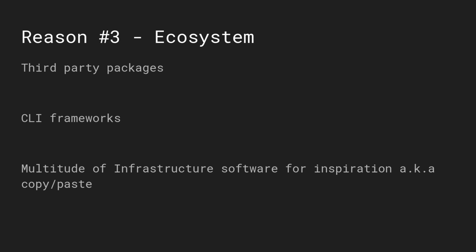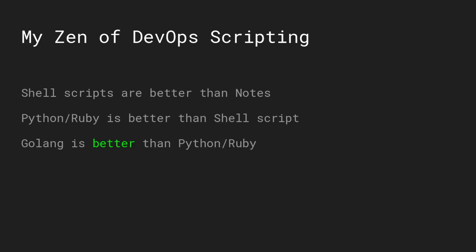So it just feels like there is a host of support around the ecosystem that has developed around Golang in the last few years that really makes it very suitable for operational tasks or any kind of automation that we may have. And that brings me to my Zen of DevOps scripting: shell scripts are better than nodes, Python or Ruby is better than shell script, and Golang is better than Python or Ruby. I don't have to do a lot of convincing here. I'm sure everybody will just adopt this from tomorrow.